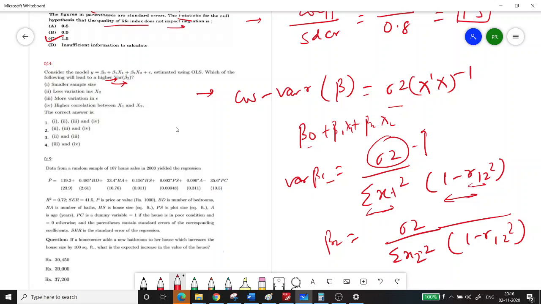अगर ये correlation coefficient ज्यादा होगा, so in that case this is 1 minus that term, so this overall term will decrease, so in that case your variance will increase.